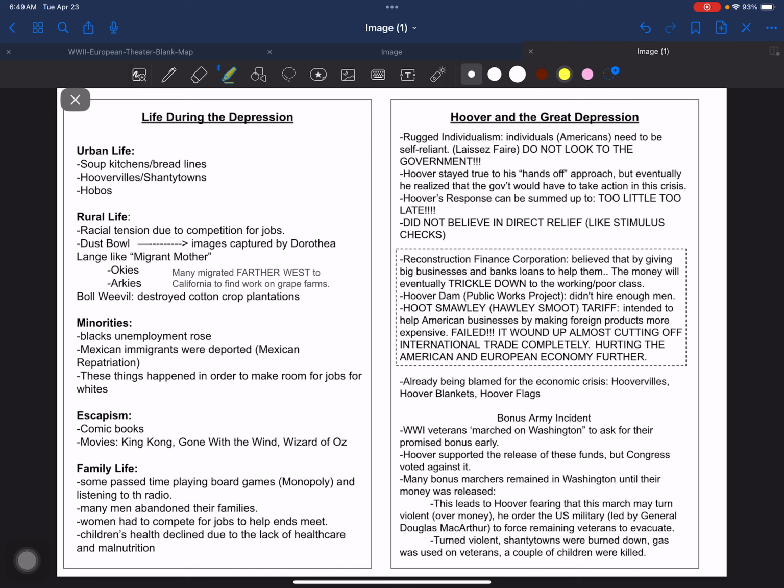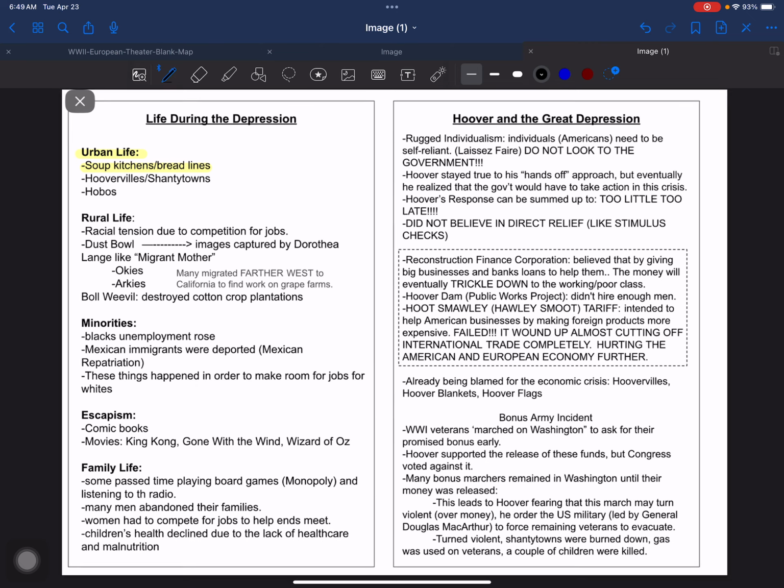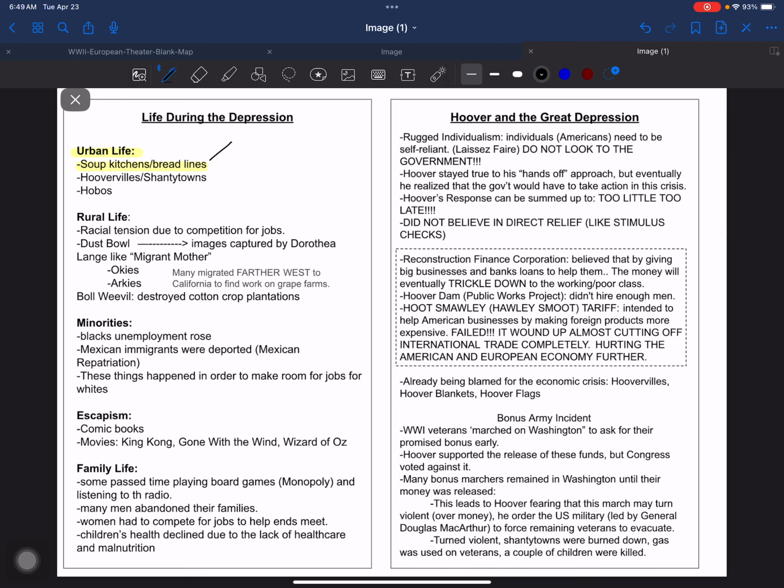Right here, we'll start with urban life, which is going to be city life. We're going to see these soup kitchens and bread lines that a lot of churches and Christian organizations are going to start up, trying to help feed people who lost their homes and are homeless now. I do want to jot down a couple of these organizations for you to be familiar with, all right? So make sure you know organizations like the YMCA and the Salvation Army, and of course, your local churches as well.